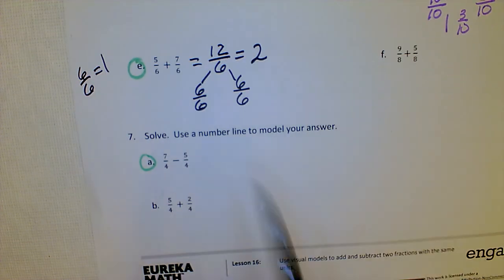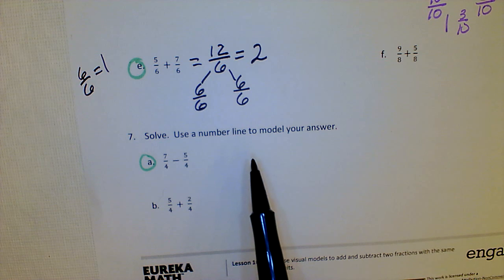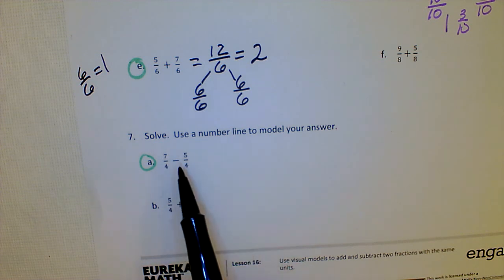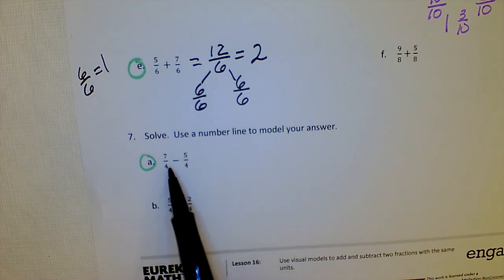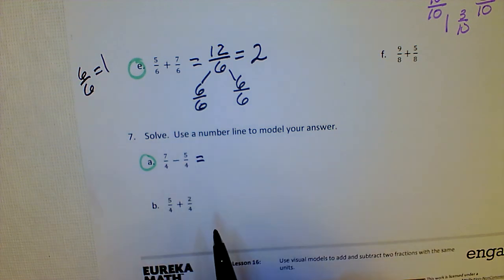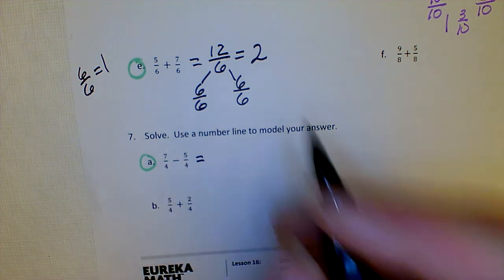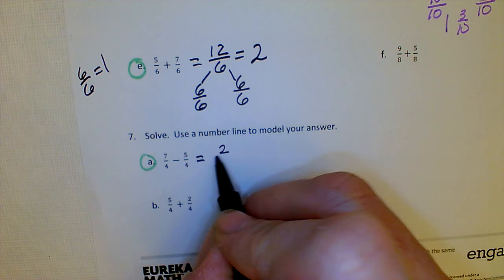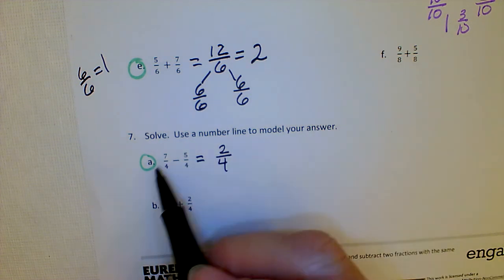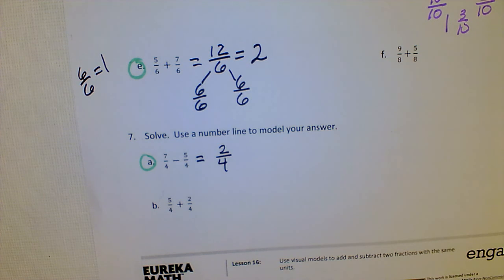Let's take a quick peek at number 7. So still I'm using a number line to model your answer. So we do have to be comfortable with those number lines. And this is 7/4 minus 5/4, so 7 of those pieces, minus 5 of those pieces is going to give me 2/4. So now we have to put that on a number line. But what you need to realize is that 7/4 is going to be greater than 1. It's a fraction greater than 1.